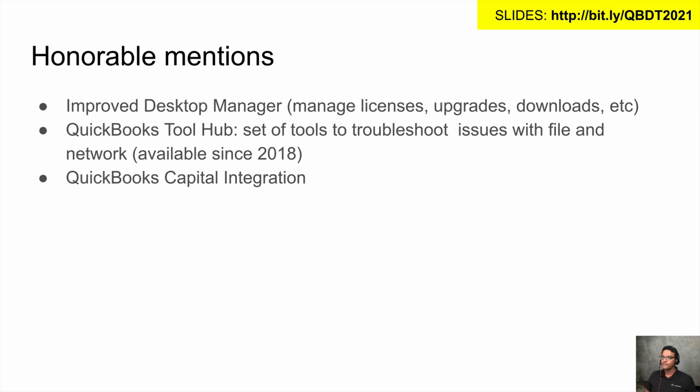They got this improved desktop manager, which is basically like a little window that allows you to log in to your Camps account, download QuickBooks, download your upgrades. Basically, it makes it a little less confusing to find your QuickBooks licenses and download QuickBooks. But if you ever use camps.intuit.com, there's absolutely no need for the improved desktop manager. In their marketing message, they're talking about the QuickBooks Tool Hub, which is a set of tools to troubleshoot issues and network.